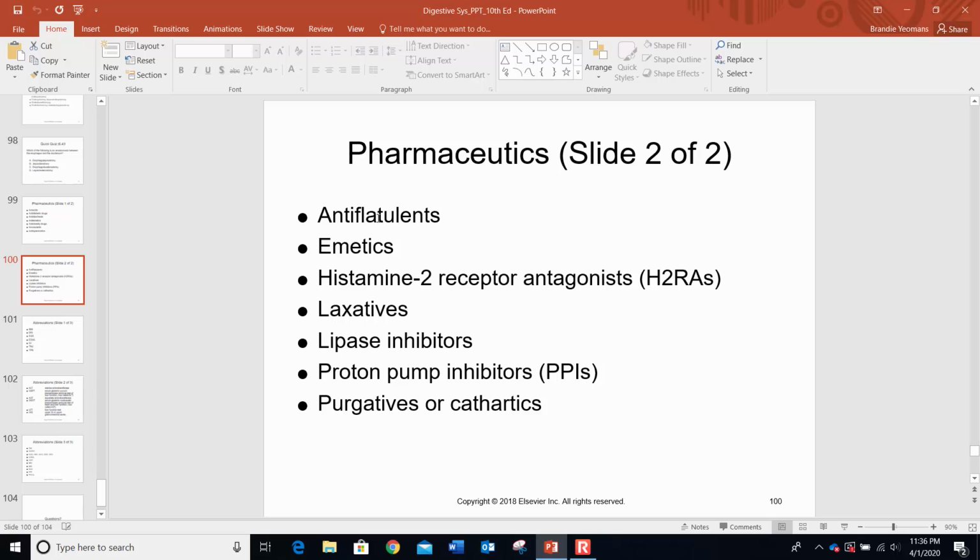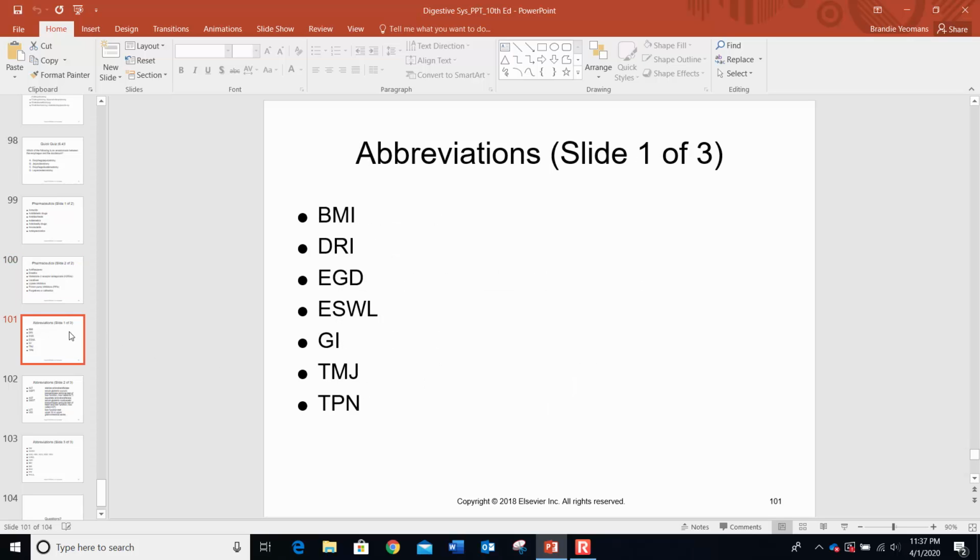You have your gas medicines. The flatus is gas, so working against gas. You also have some medicines that work as histamine receptors and proton pump inhibitors, so working on that action of producing some of those gastric acids. We want to work against producing too many of those. And then here are some of your abbreviations for this particular chapter.